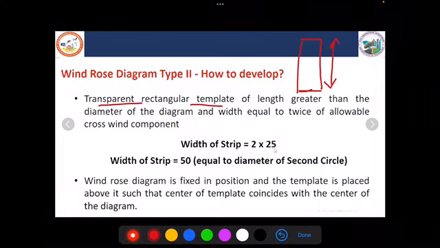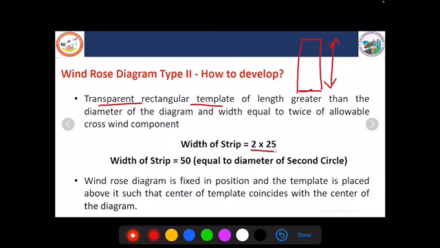And the next one is the width of the rectangular strip, which must be equal to 2 times the allowable crosswind component. Usually the allowable crosswind component is restricted to 25 kmph. So the width of the strip will be 2 into 25. The total width of the strip will be 50.